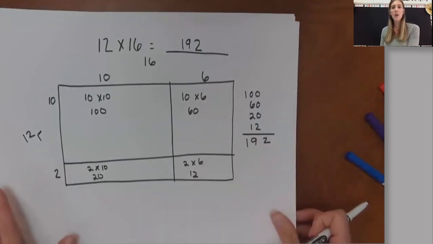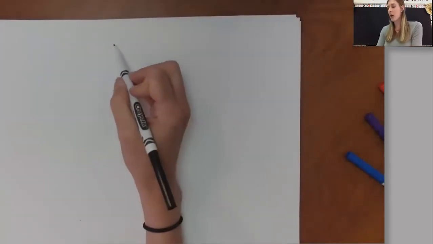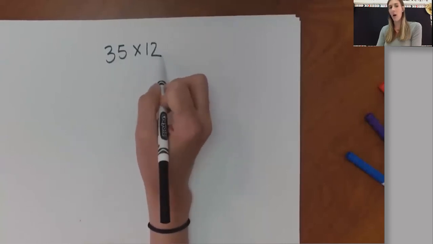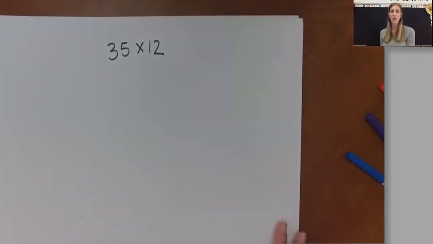Okay, one more to try on your own before I give you some independent practice to leave you with today. This time I would like you to use the area model to solve 35 times 12. And I'm going to let you do it start to finish on your own, and then we'll check it together. I'm going to give you 2 minutes to do this.